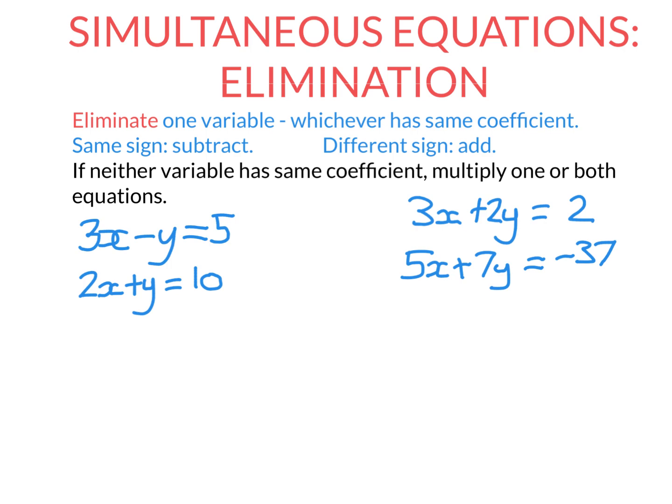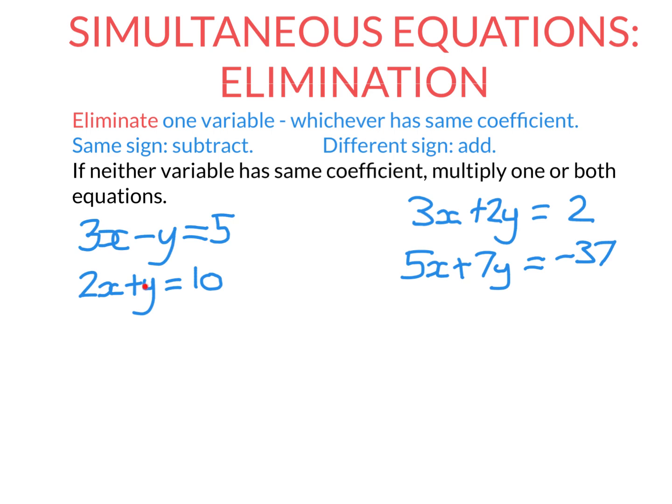Of course, sometimes you will have equations in which neither variable can be eliminated straight away, and in those cases you need to multiply one or both equations. So let's look at an example. Let's say we have these two equations here. The elimination method says I want to get rid of one of the variables, x or y. Which one do I get rid of?